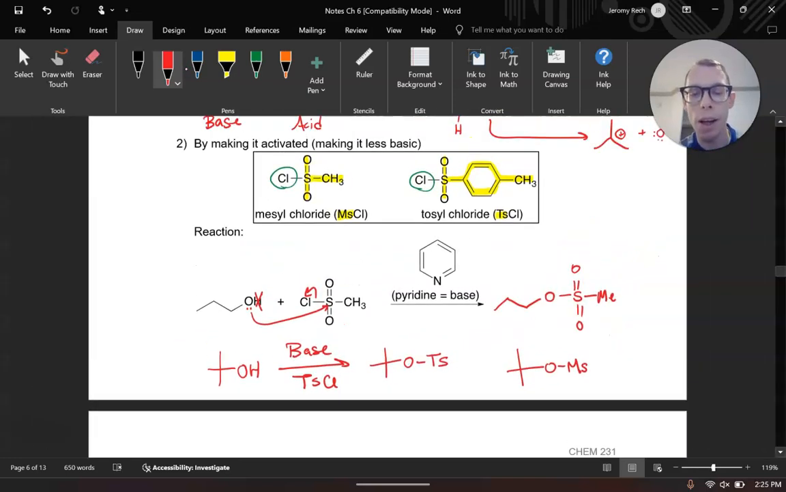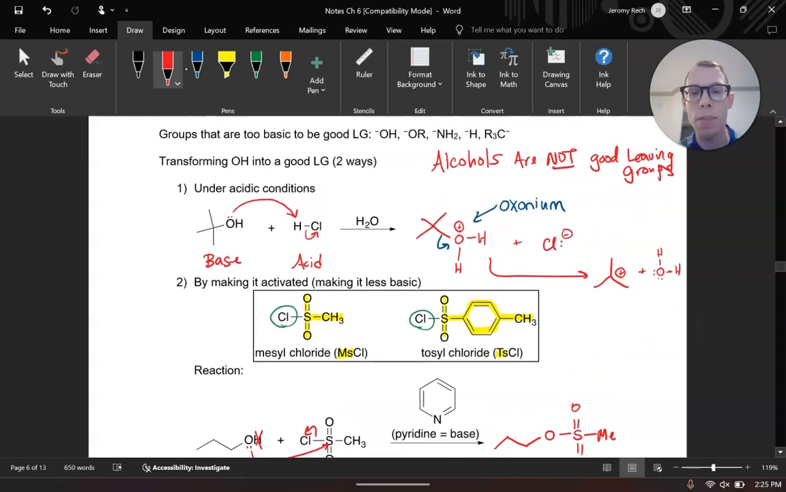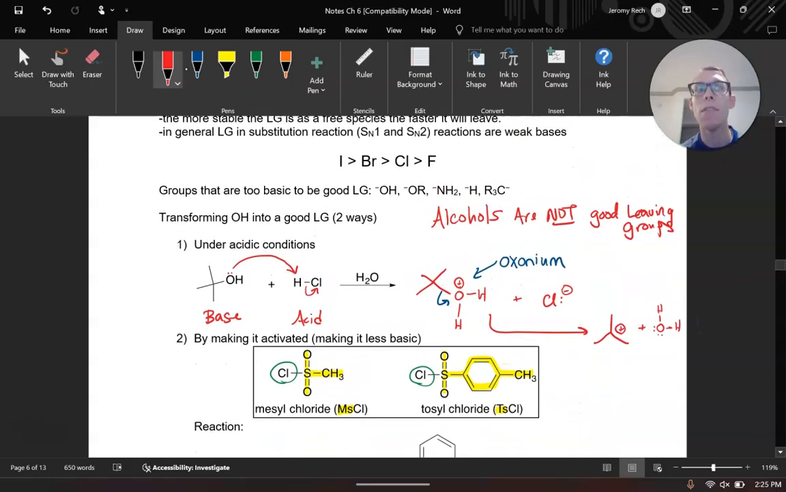So, a summary of a lot of the thought that we were thinking about with leaving groups. Halogens are good leaving groups, and the bigger the halogen, the better the leaving group. So iodide's a great leaving group, bromine's decent, chlorine's okay, fluorine kind of sucks. Alcohols are not good leaving groups. If there's one thing you got out of this video, I really hope it's that alcohols are not good leaving groups.